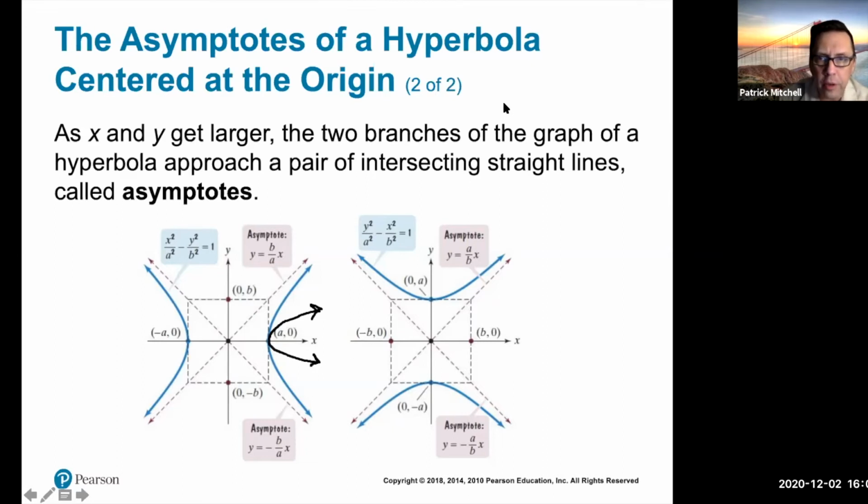Hyperbolas do have two slanted asymptotes. As x and y get larger, the two branches of the graph of a hyperbola approach a pair of intersecting straight lines called asymptotes. And of course, we've seen asymptotes with other kinds of graphs in previous chapters. They were always either horizontal or vertical, though. Okay, so these are called slant asymptotes. Sometimes they're called oblique asymptotes.